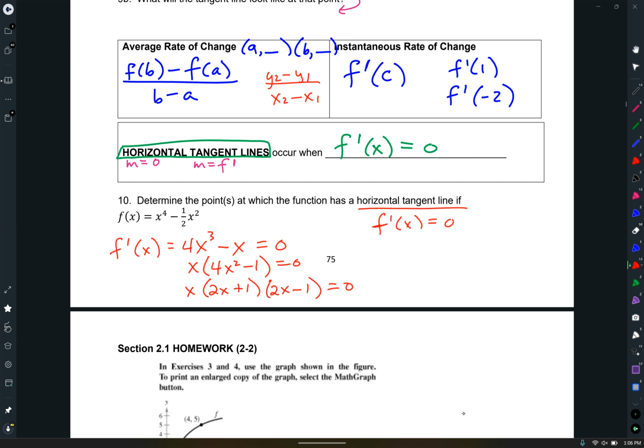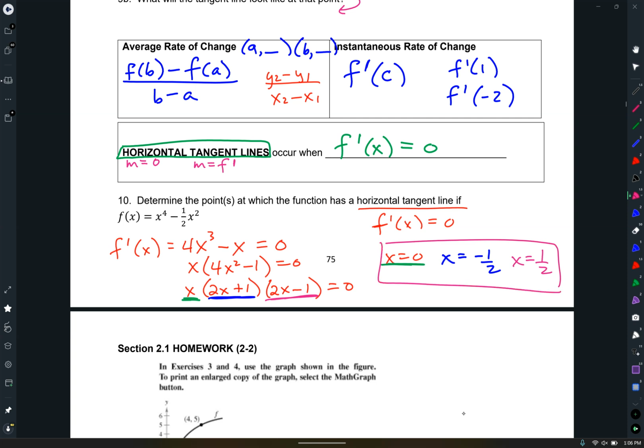So if there are 3 factors, that means I have 3 solutions, or 3 zeros. Either x equals 0, that is from the first one, or from this one, if you solve that one, you'd have x equals negative 1/2, or if we were to solve the third one, we would have x equals positive 1/2. So that means there are 3 places on this curve where I'm going to have a horizontal tangent line.